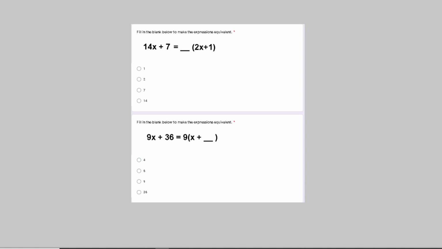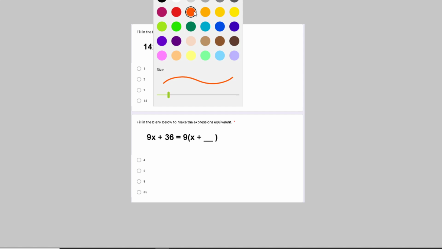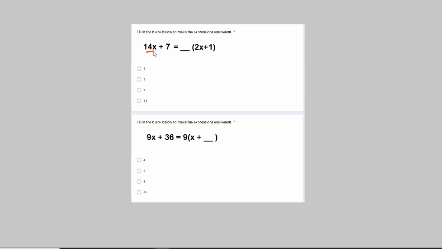Okay, so now in this case, we have a 14x here, and we have a 2x here. Well, what would we have to multiply 2x by to get 14x? Or you could think about 14 divided by 2, 7. Yeah, so if I do 7 times 2x, that'll give me 14x.